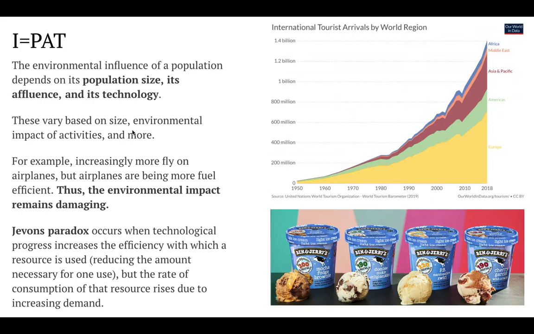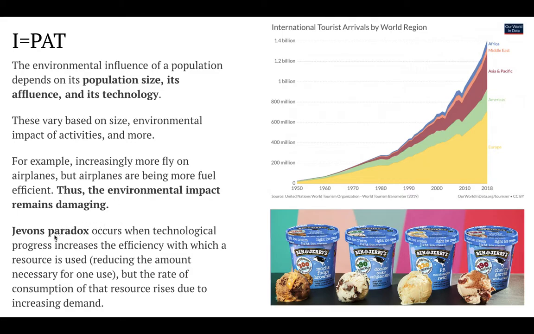It's not all linear. For example, more and more people are flying every year, which is increasing the environmental impact of flying. Airplanes are really, really environmentally bad in terms of fuel exhaust, but also all of the resources that go into building airplanes. However, on average, each airplane is far more fuel efficient, so the environmental impact, it remains damaging. It's less than if everyone was still flying in planes from the 1940s.